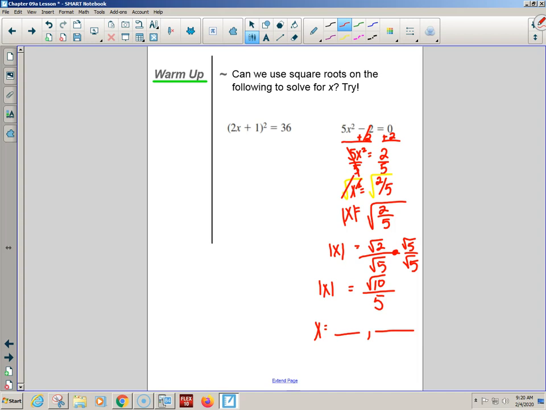Now, some of you are looking at this and being like, the 5 and the 10, I can make it a 1 and a 2, but why is that illegal? Why can't we reduce? What's stopping us from reducing right now? The radical. I can't get it out. So at this point, I'm done. There's nothing else I can do.